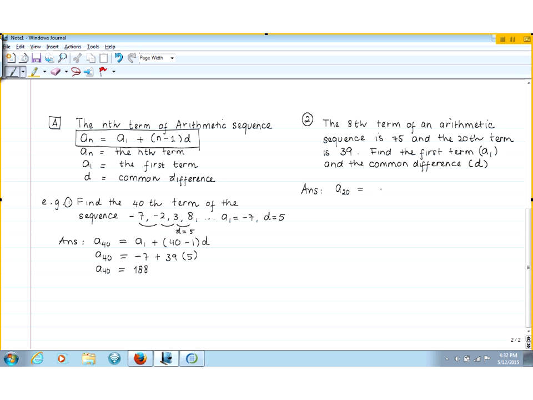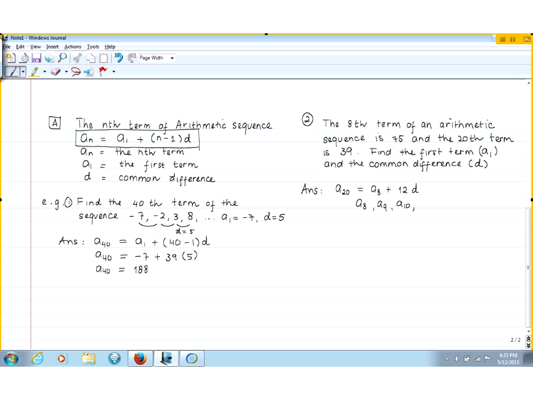So we could use this. A20 is equal to A8 plus 12D, right? Because you could use this if it is easy for you to think about it. Yeah. So from the 8th term to the 20th term you keep adding the same difference, and there are 12 of the difference.